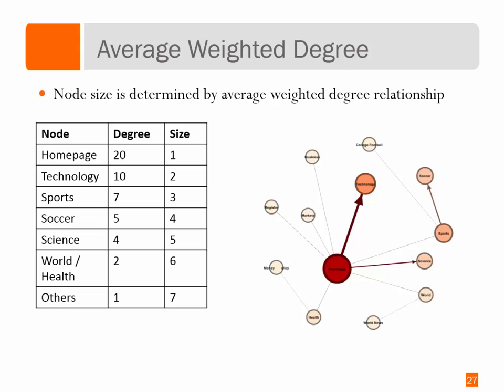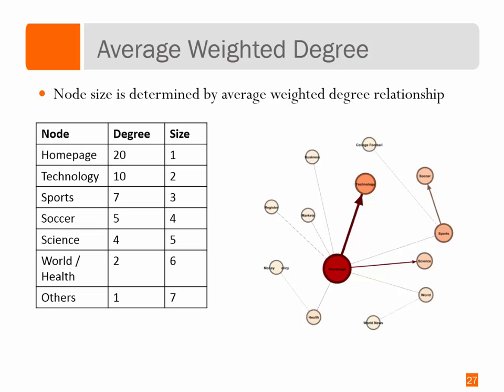Now, proceeding on to sports. So sports has a relationship degree of 7. So we've got the individuals from homepage and college football that are singular, but then that relationship to soccer is quite strong with an emphasis of 5. So that gives us a total weighted degree of 7, giving it the third size. Then for soccer, as we just described, that's a weighted degree of 5, so we get size 4.